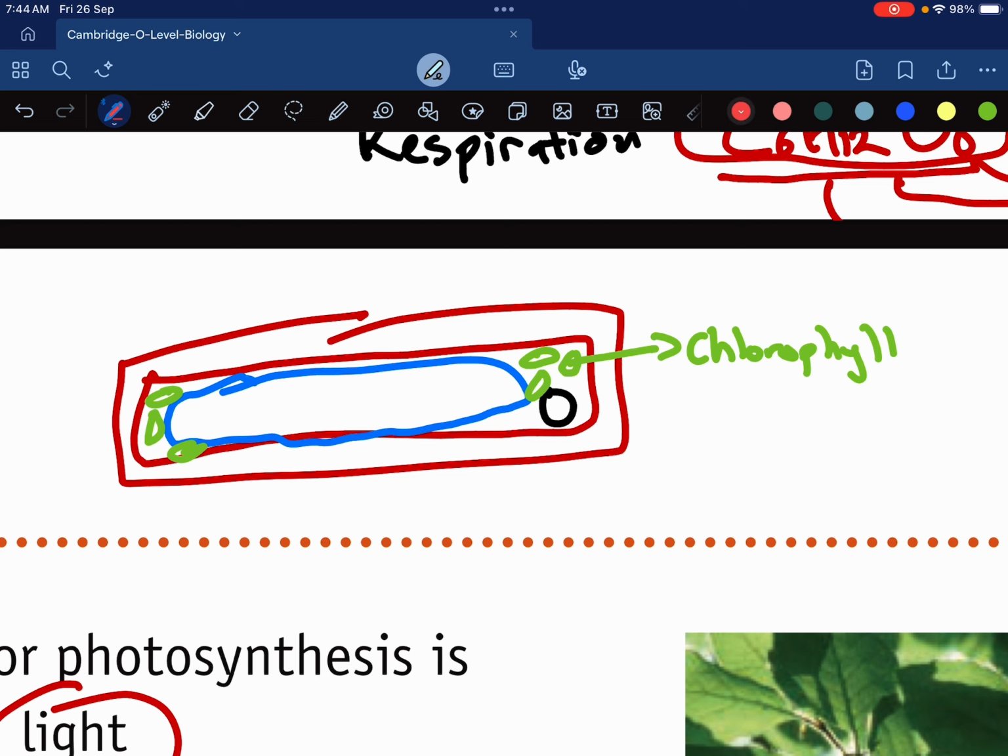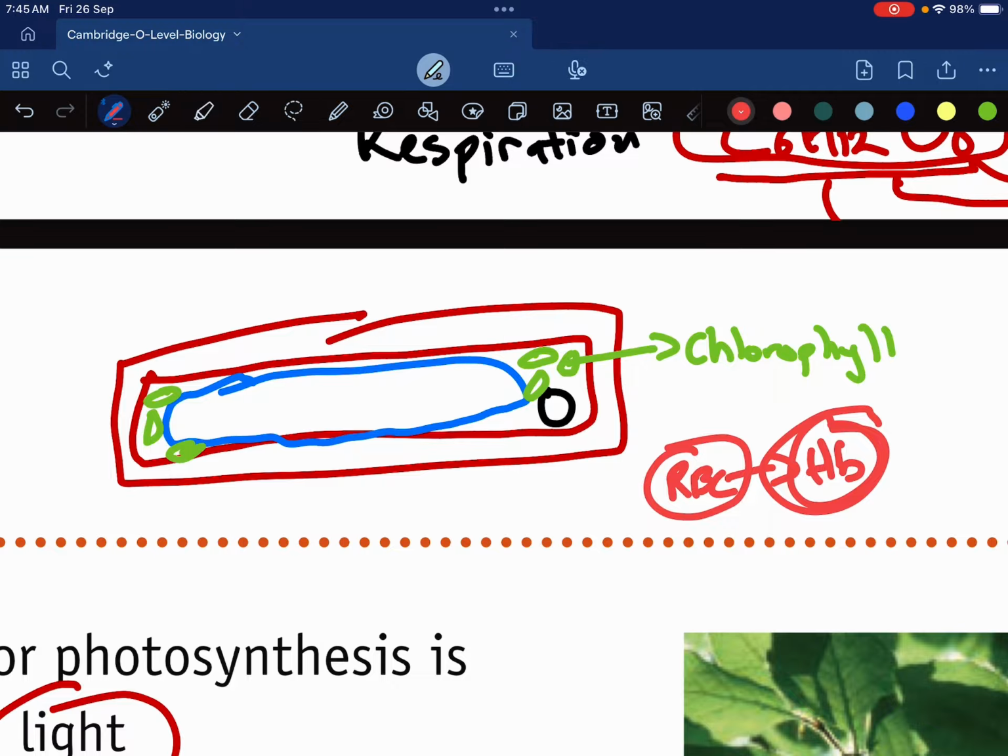Just like we saw earlier in the module, RBCs have hemoglobin inside them, right? This hemoglobin is a red pigment, and it is what gives color to the RBCs. That's why RBCs are red in color. Just like that, chlorophyll is a green pigment which gives color to these chloroplasts and gives a green color, right? And these chlorophylls help in absorption of sunlight.